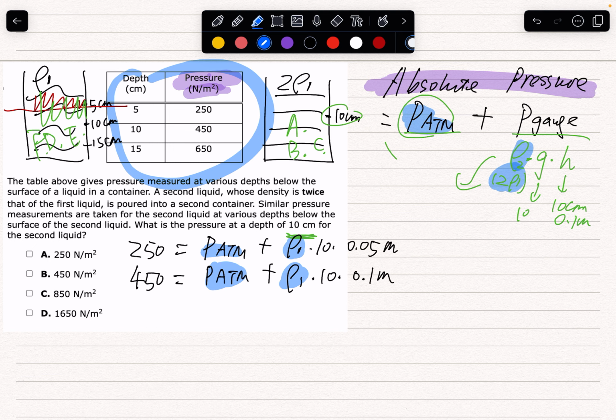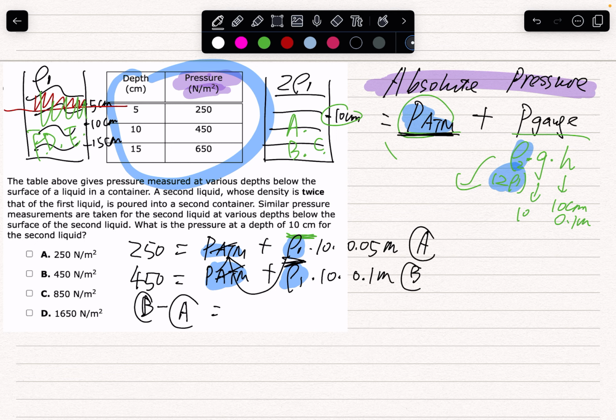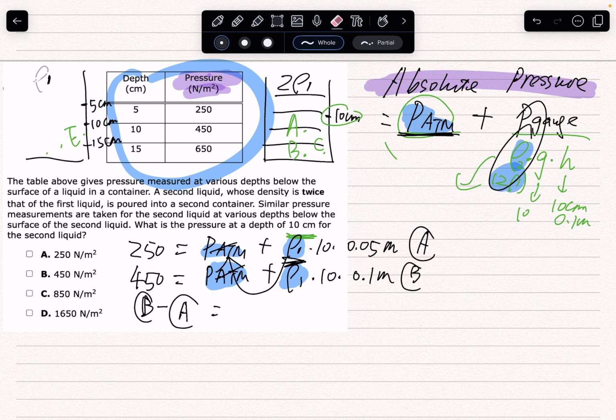You can use algebra. Let's say this is equation A and this is equation B, and then you can do equation B minus equation A, cancel these out, figure out the density, and then plug in the density to figure out the P atm, right? Does that make sense? Then you plug the same P atm into this equation, double the density, and voila. Yes, that can lead you to the correct answer, but that takes 3 to 5 minutes. So let me teach you a sneaky way to solve it in 5 seconds.